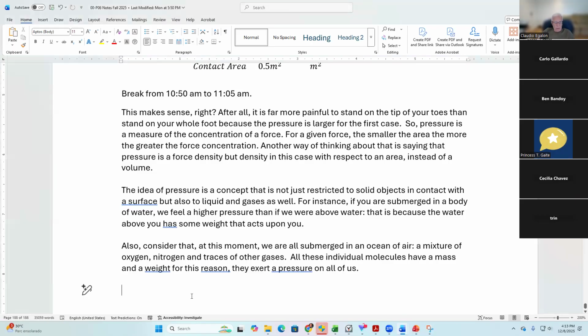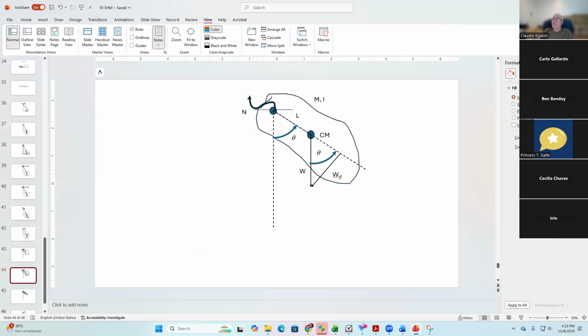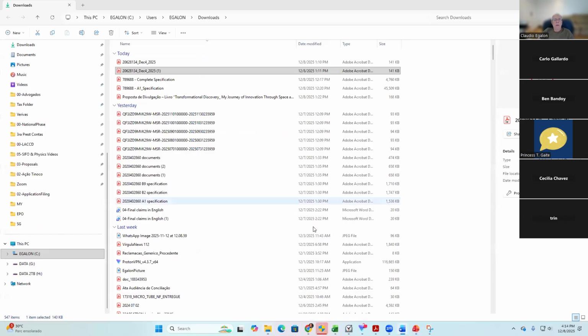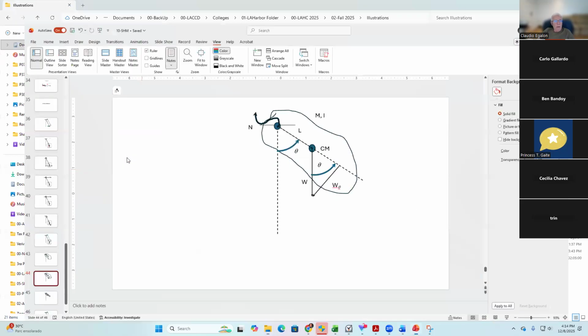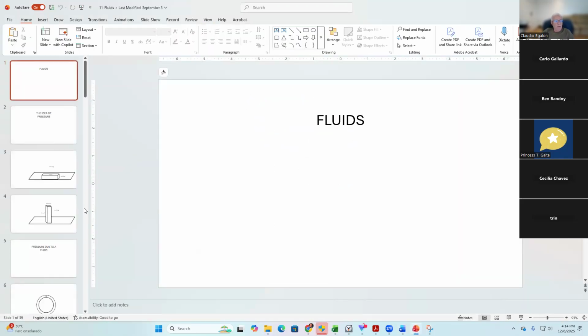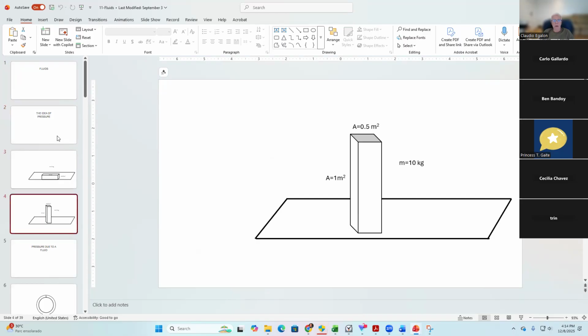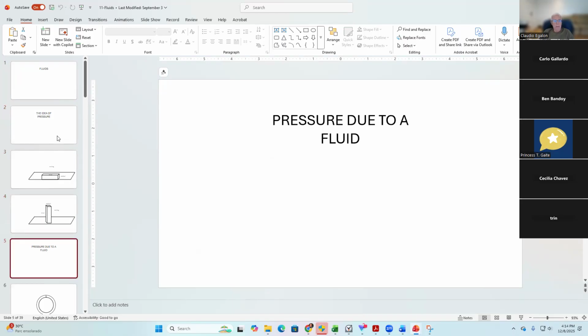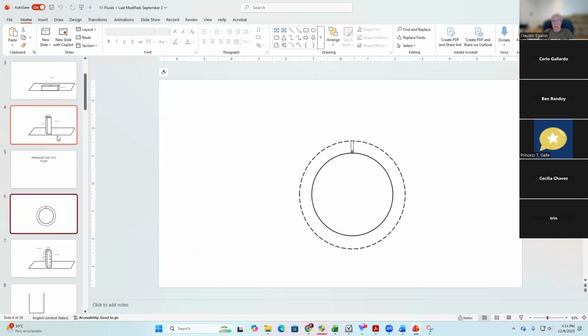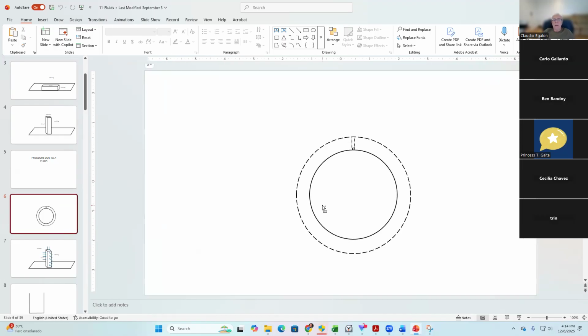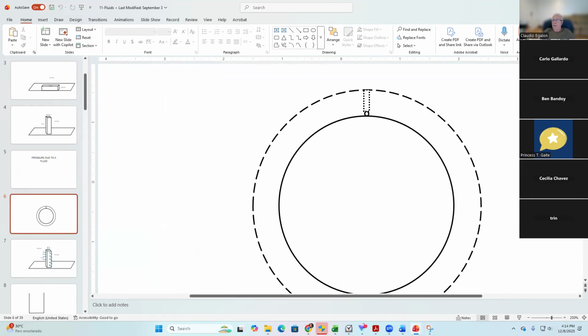In the case of the atmosphere, right, in this ocean of air, let's see if I have a drawing here. I'm going to illustrate that for you. It's better if we do an illustration so you can have a picture. Let's see, right in here. Fluids, right? So here you go. You saw this picture here, right? Pressure due to a fluid. And then here you go. Here's another picture that I want you to keep in mind. We are at the surface of the earth. Let's see if I can zoom in. We are at the surface of the earth.